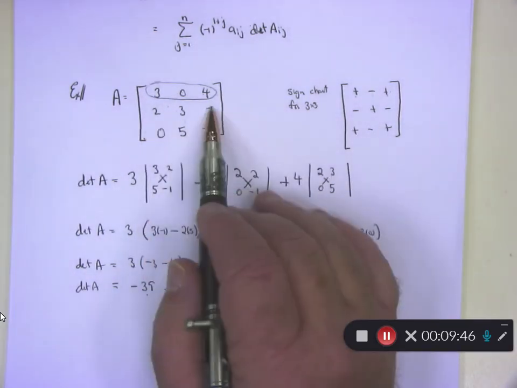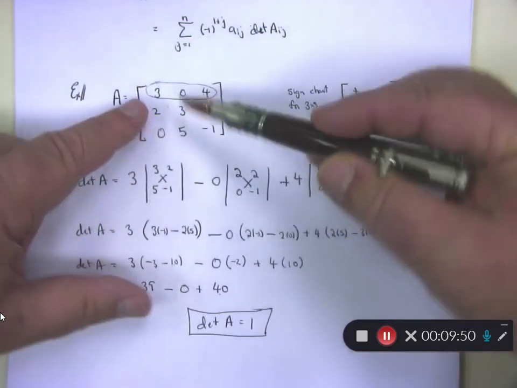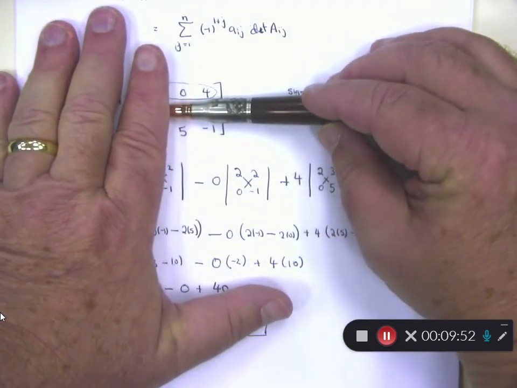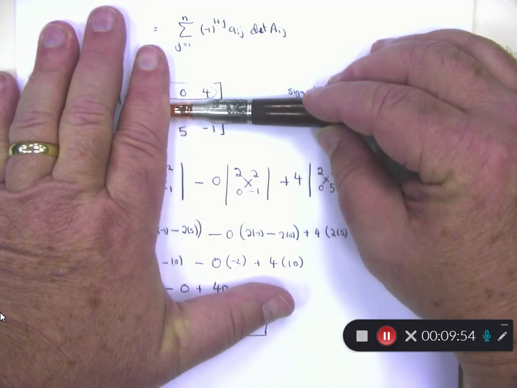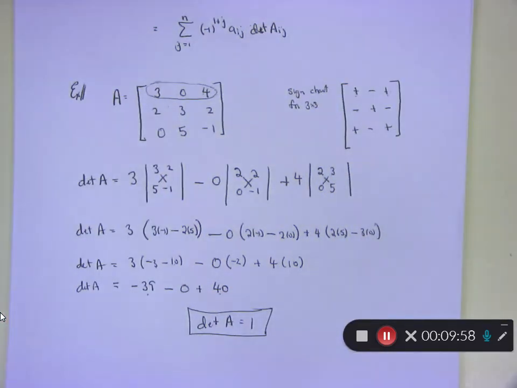So if I used the second row, it would have been negative 2 times the minor matrix of knocking that guy off, the row and column with that in there. And you'll see them, it's 4, 0, 5, negative 1. And you do the same thing throughout. You can use any row or any column, okay? So again, this is kind of important in terms of this.